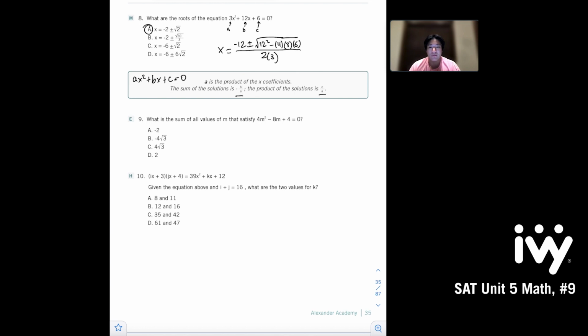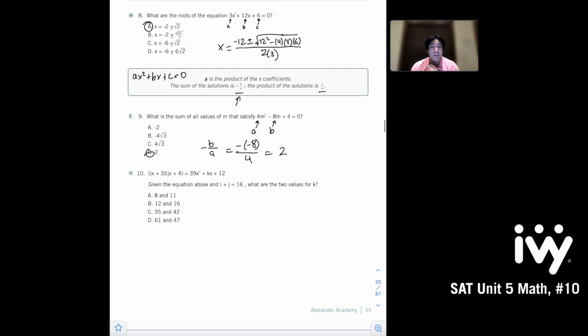So looking at question 9, we see what is the sum of all the values m that satisfy 4m squared minus 8m plus 4 equals 0. For this here, we can see that the sum of all values m, the sum, that's what we have right here, which is negative b over a. So this is our b, which in this case is negative 8. Make sure we remember that negative, and this is a. So negative b over a is going to be equal to negative negative 8 over 4. So that's just going to be positive 8 over 4, or 2. D is our answer.